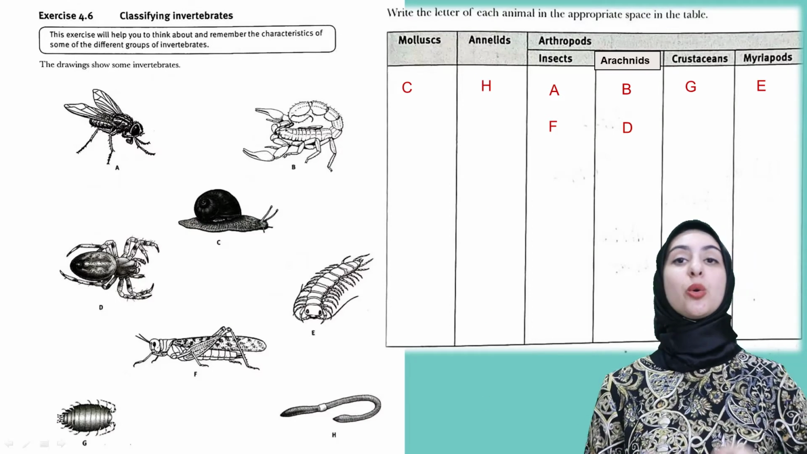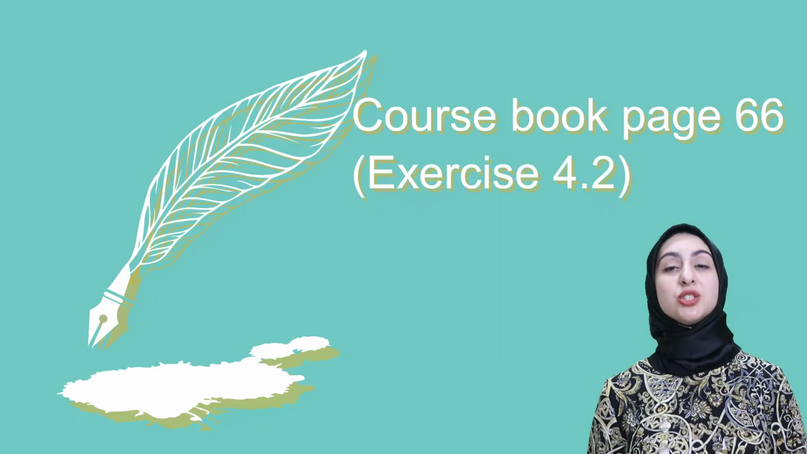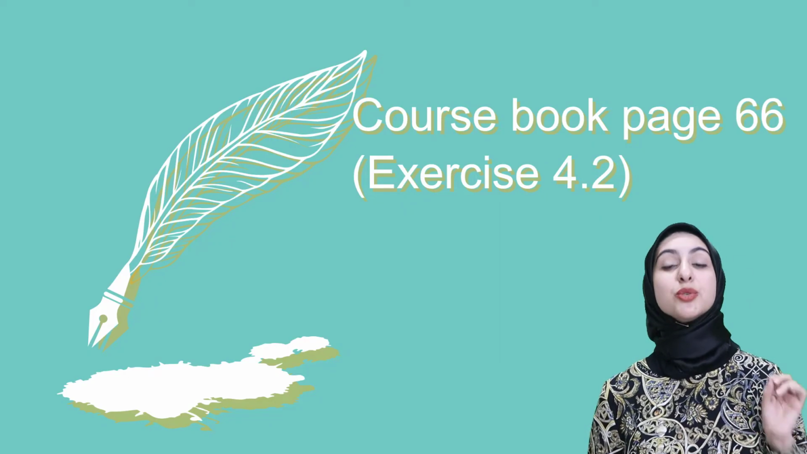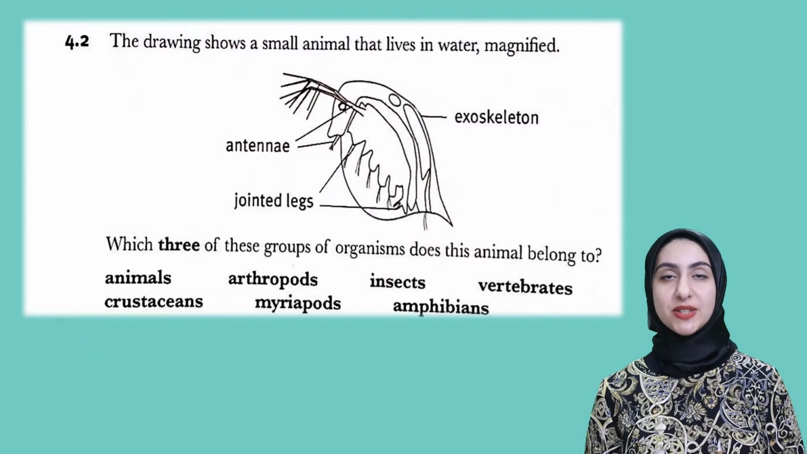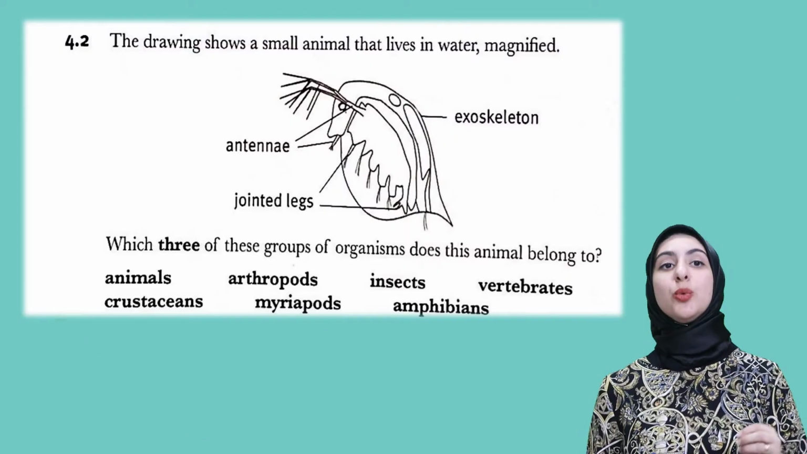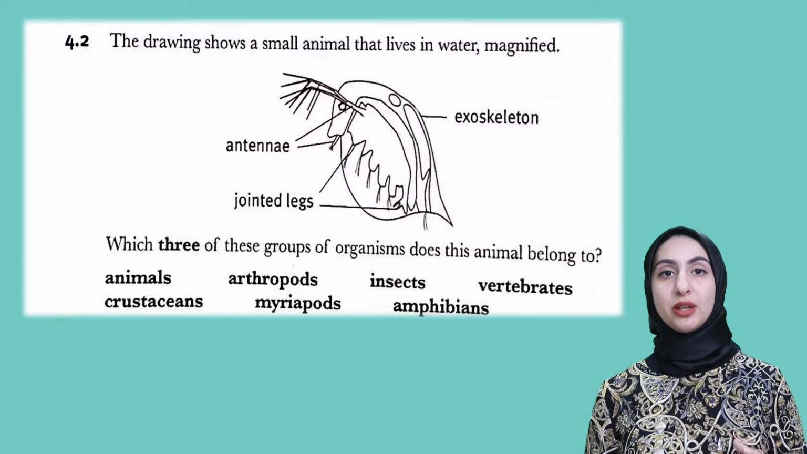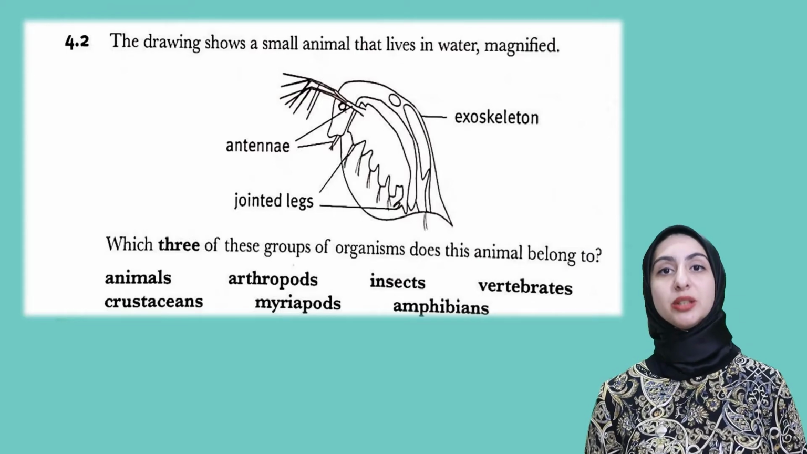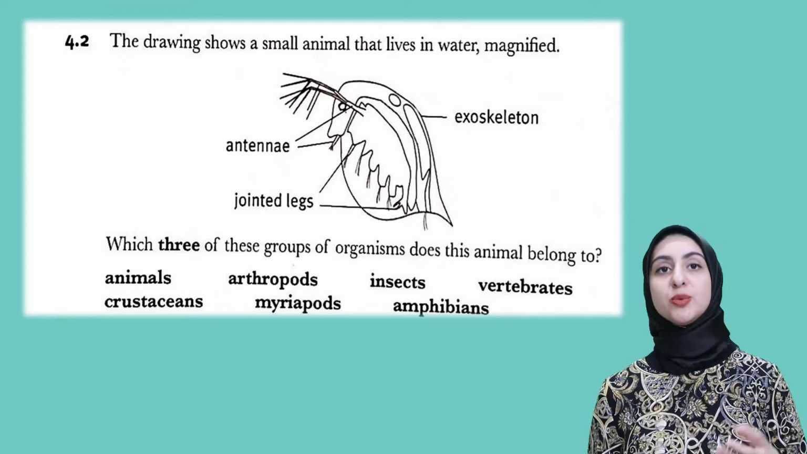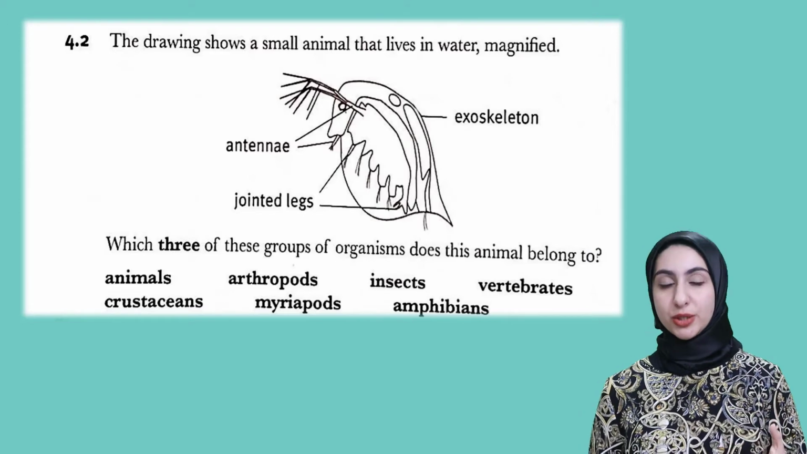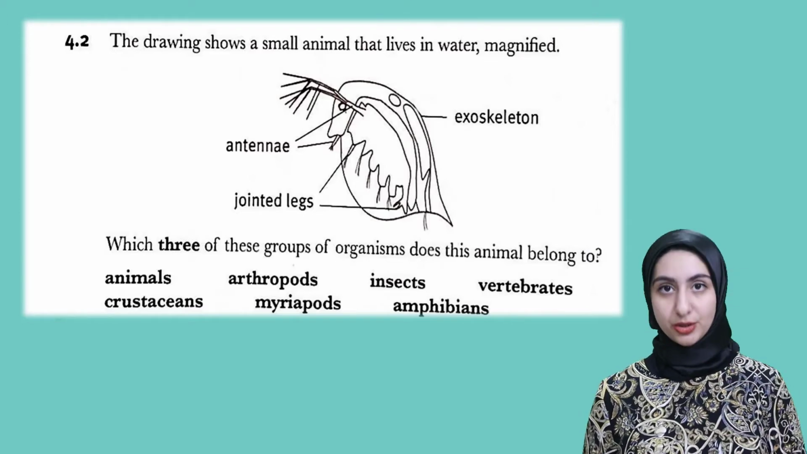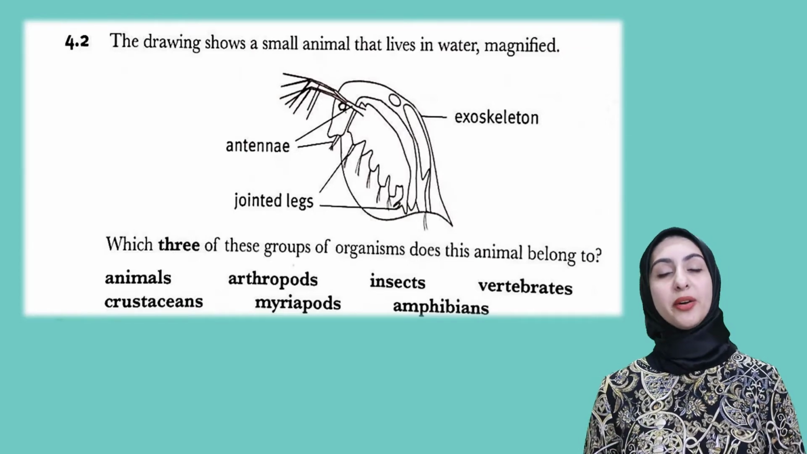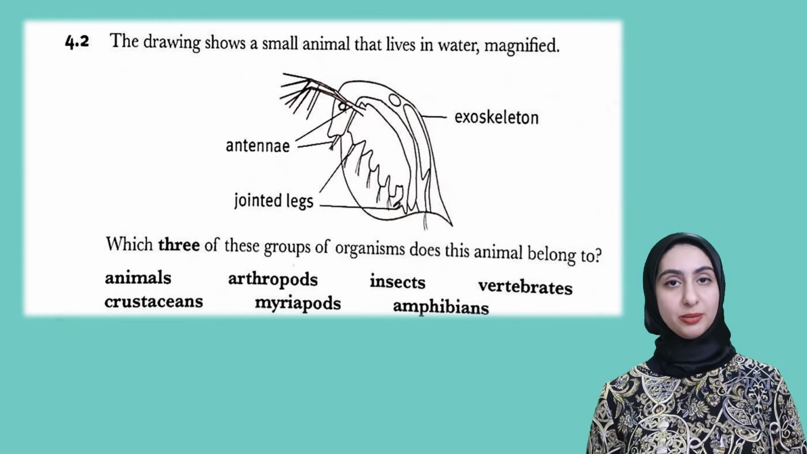Now we will move to the course book questions, page 66, exercise 4.2. The drawing shows a small animal that lives in the water, magnified. Which 3 of these groups of organisms does the animal belong to? As we can see here, this invertebrate, it has antennae, jointed legs, and also exoskeleton. So, what are the answers in your opinion?